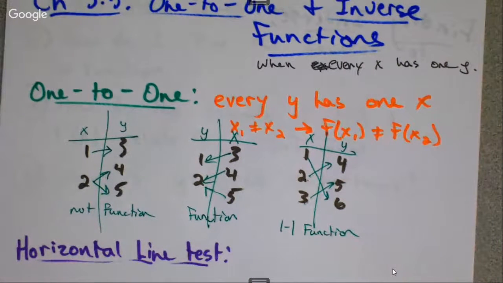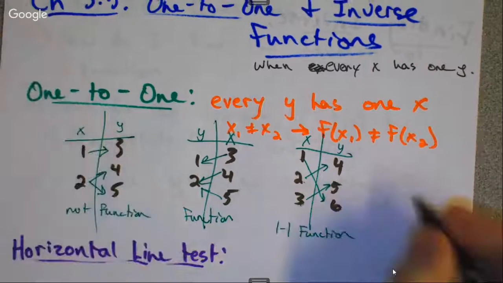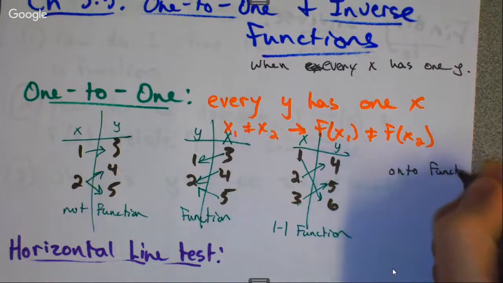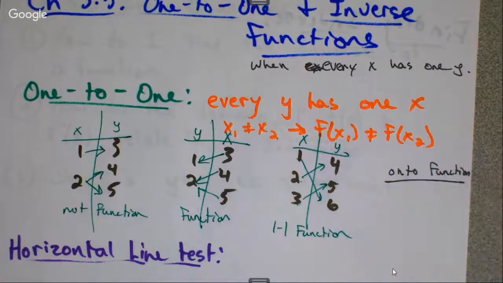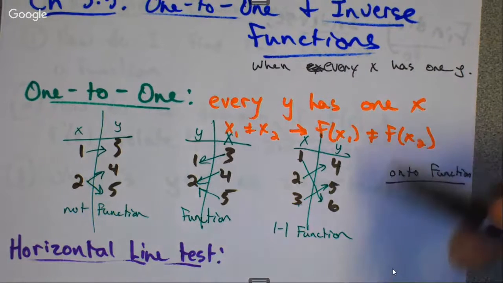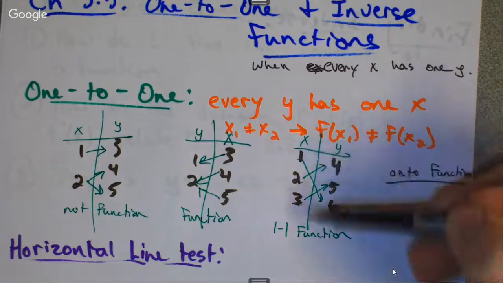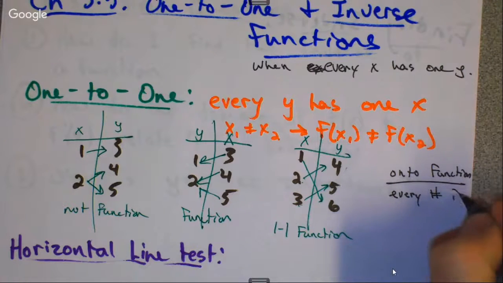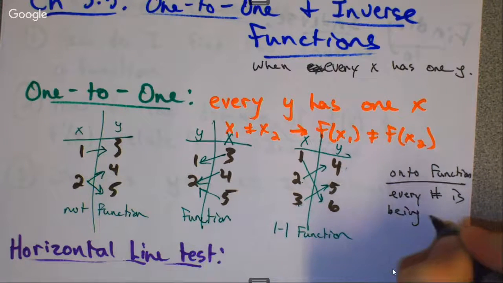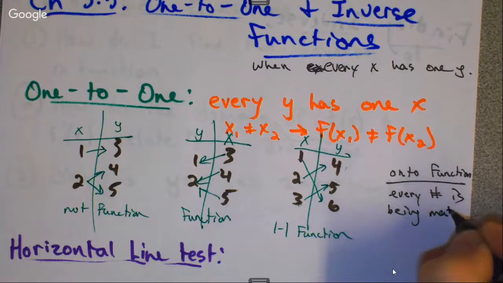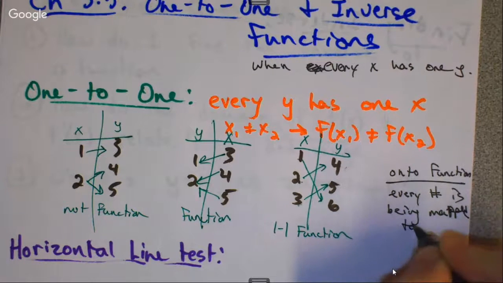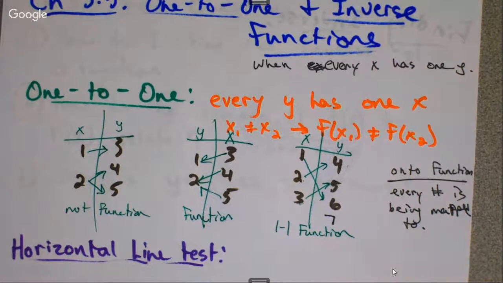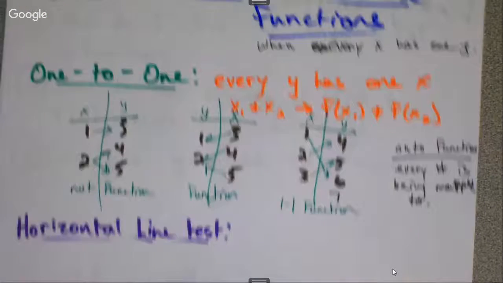We also have what's called an onto function, and we don't talk about this very much. An onto function means every value is accounted for, so every number is being met. Meaning if I have a 7 over here in the y column, it's not going unused. No numbers are going unused.